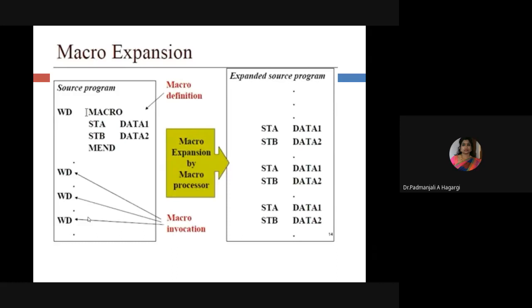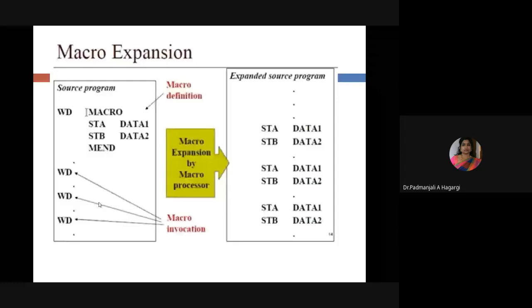So it cannot come out, and it takes more time. It is due to this reason that the two pass assemblers, pass one and pass two, are not that much designed. So overall, only one pass assemblers are designed.